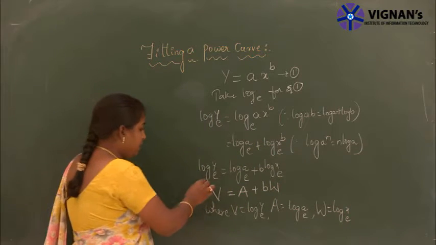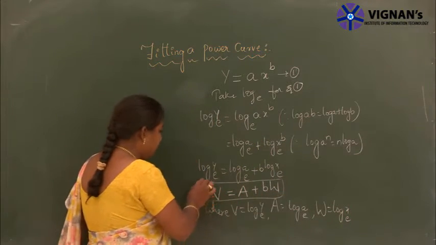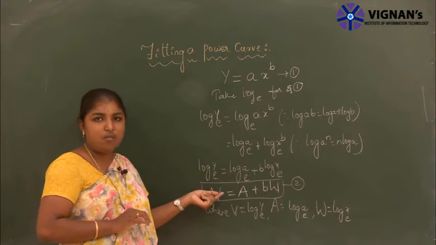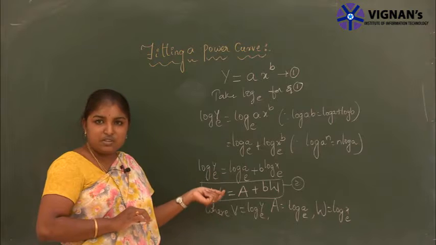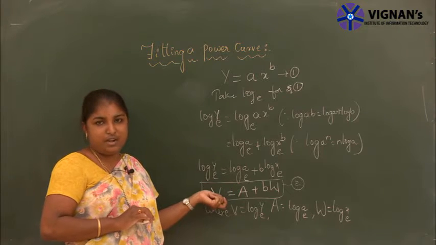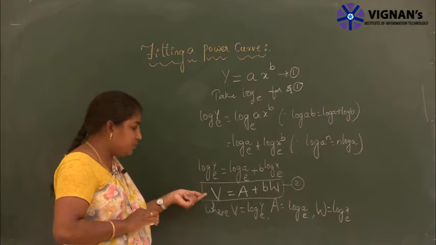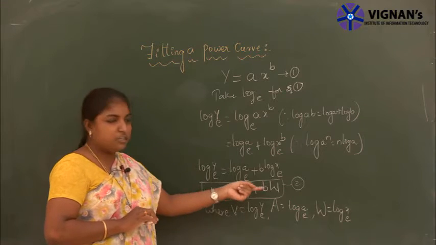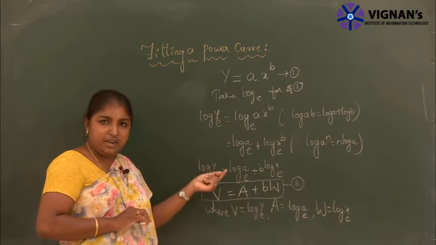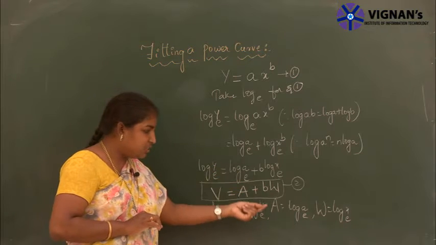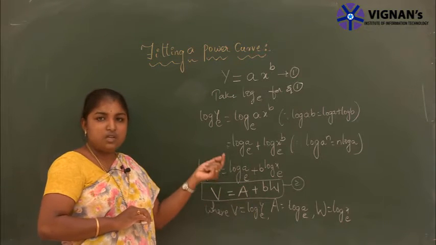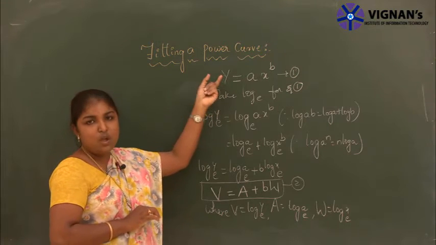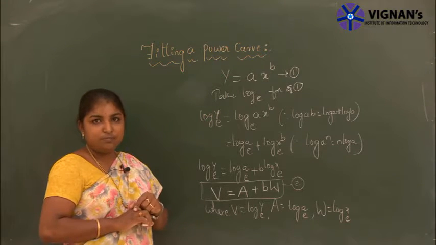Let this be equation 2. Now equation 2 is in the form of a straight line. For a straight line equation we can fit data easily. Using this straight line, we can find the capital A and small b values. After getting capital A, that can be changed into small a. Now we substitute those small a and small b values in equation 1, and we get the power curve.